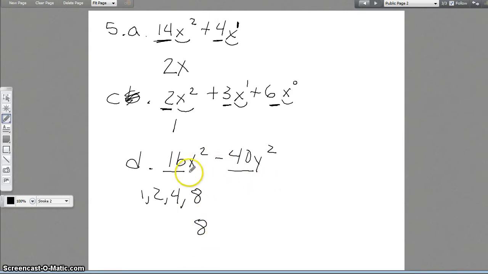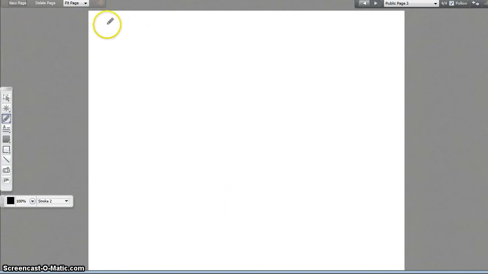Now we look at our variables. We have an x squared and we have a y squared. Well, the lowest degree for x squared is actually going to be an x to the 0, because not every term has an x in it. Our lowest degree for our y's is going to be y to the 0, because not every term has a y in it. So our greatest common factor for 16x squared minus 40y squared is just an 8. And so that was number 5, which is just like number 13 in the homework. Now we're going to look at number 7.